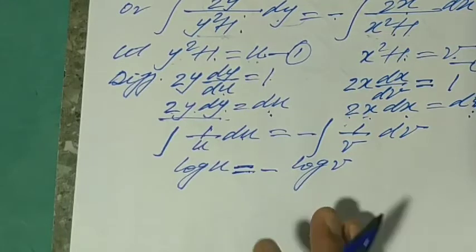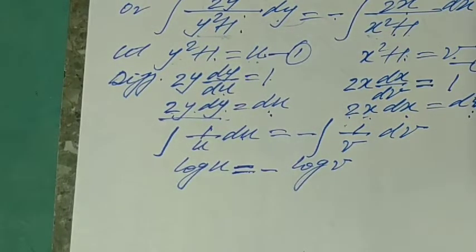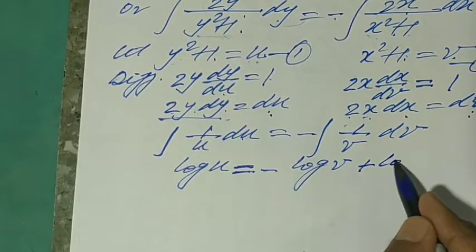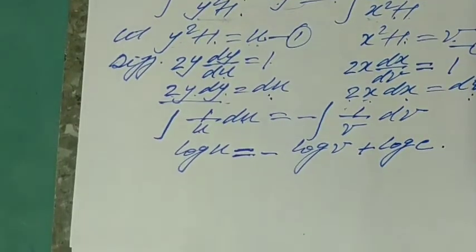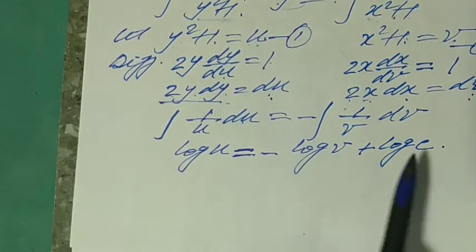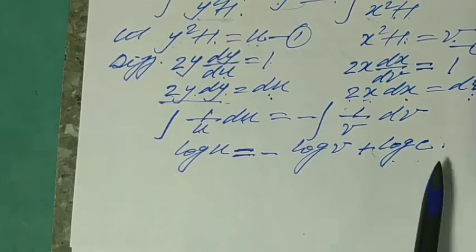After integration, if we get all the terms of the equation in the same format, whether it is logarithmic or exponential or some trigonometric, the constant term should also be taken in the same format. Though it is not mandatory, it is better to take it in the same format. So log u is equal to minus log v, and that's why we have taken the constant term also in the form of log, that is log c.